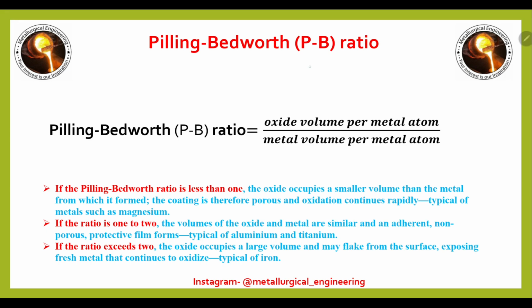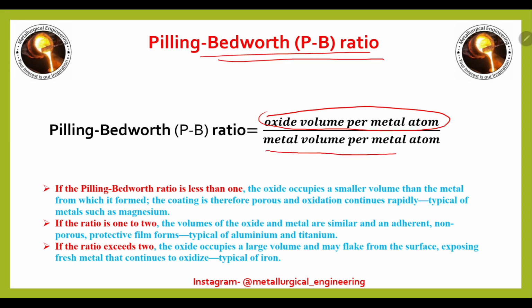Pilling-Bedworth ratio. This ratio we generally use in the case of corrosion. The Pilling-Bedworth ratio is defined as the oxide volume per metal atom divided by the metal volume per metal atom. Actually, both are per atom.